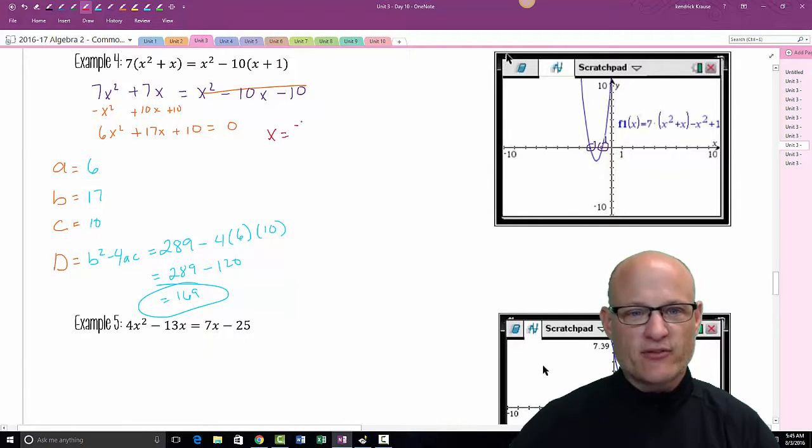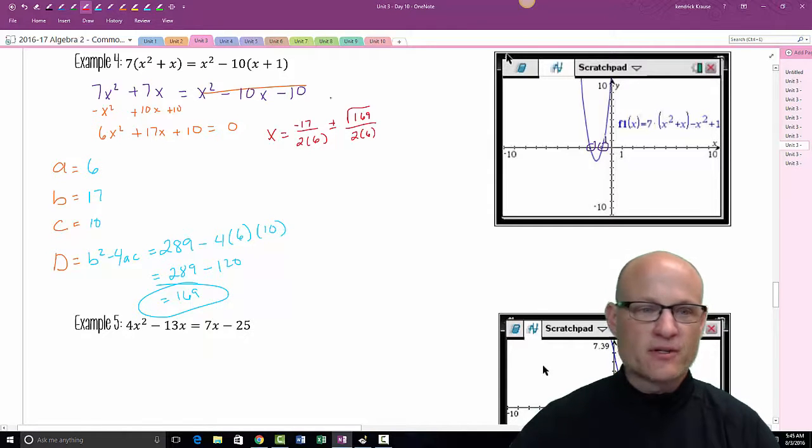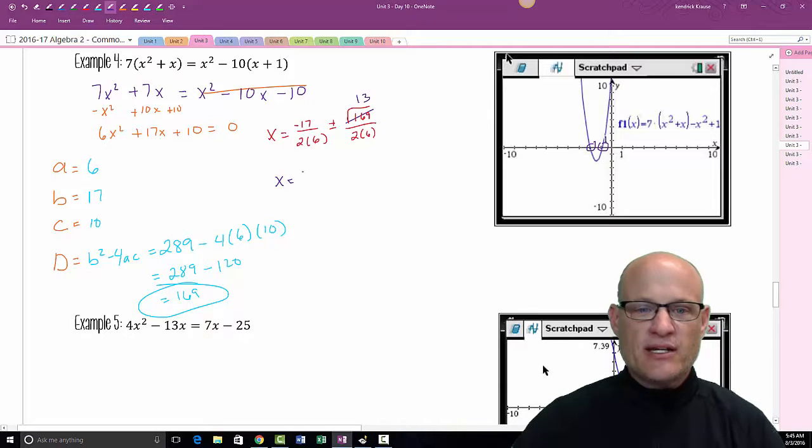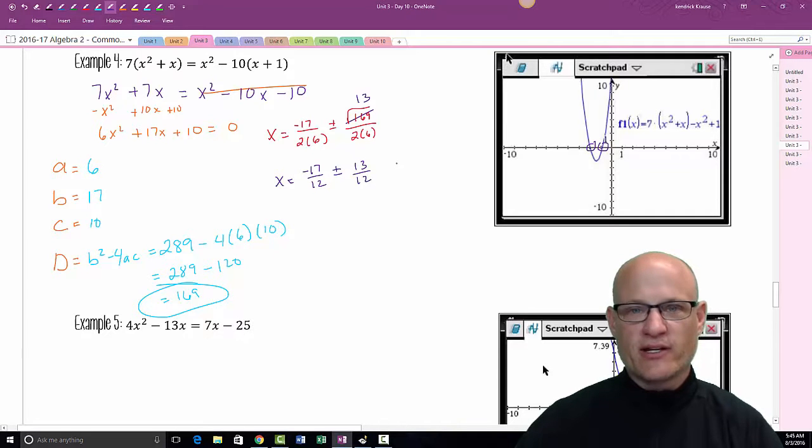X equals negative b, which is negative 17, over 2 times 6, plus or minus the square root of 169 over 2 times 6. Now, the square root of 169, you have to simplify it as 13. So what I have here is x equals negative 17 over 12 plus or minus 13 over 12. And you're thinking to yourself, those are rational? Okay, you still have a little bit of work left to do. Since this can be simplified, you have to do it.